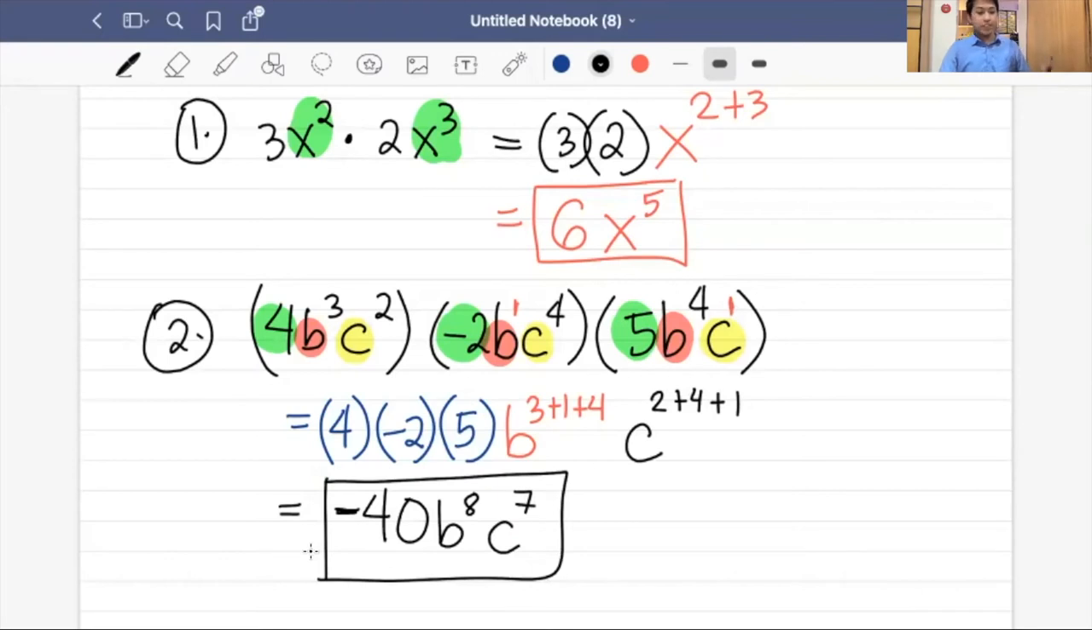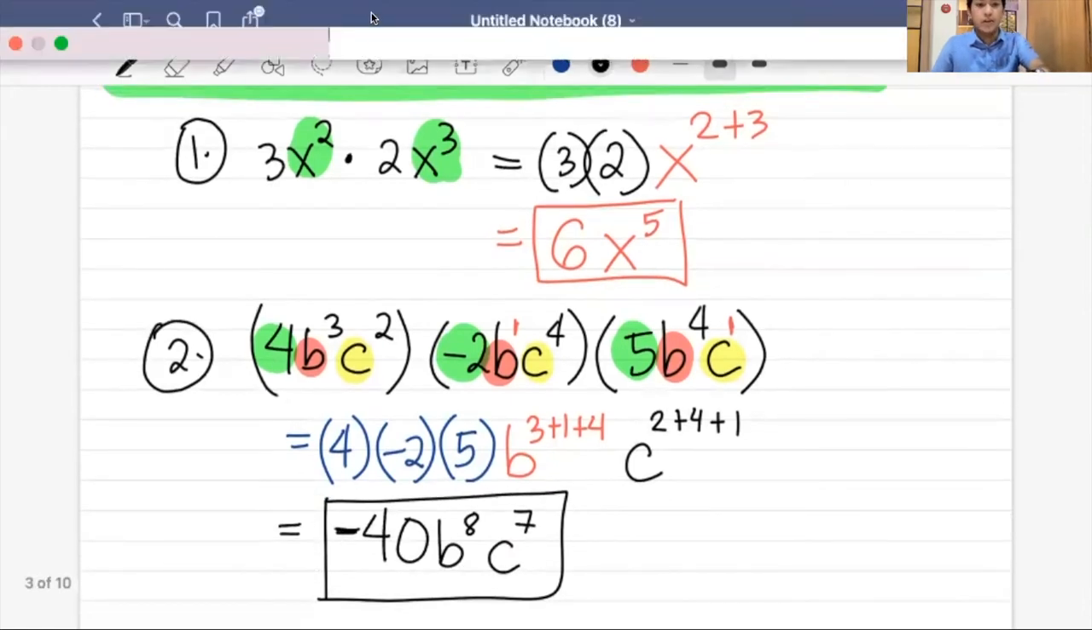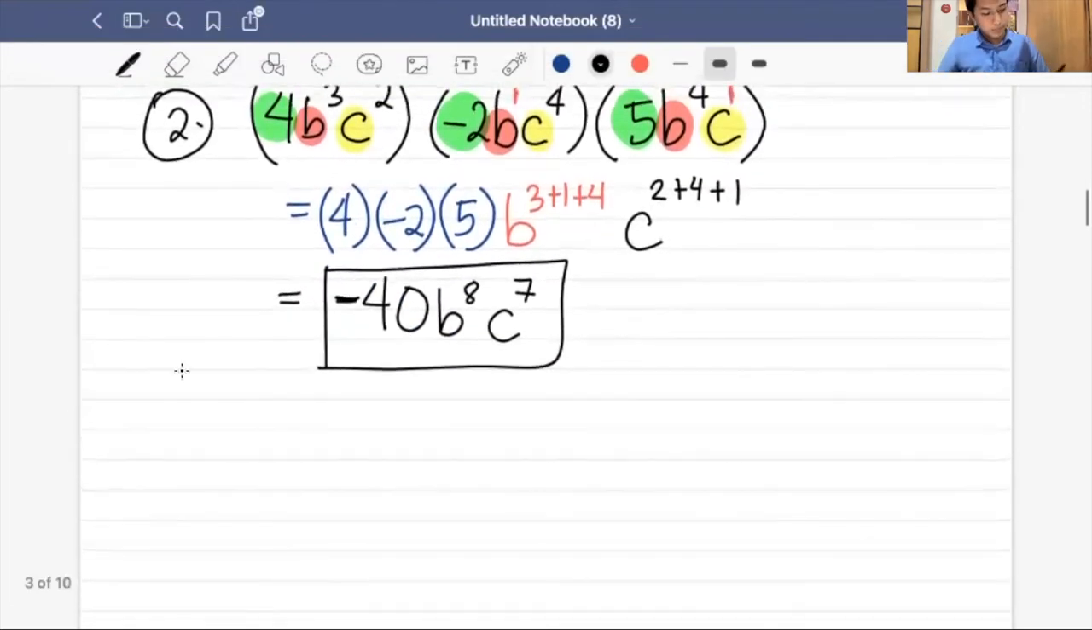Okay, so that's just how the product rule works in our examples 1 and 2. Do you have any questions for this one? All right, let's go to the third example.